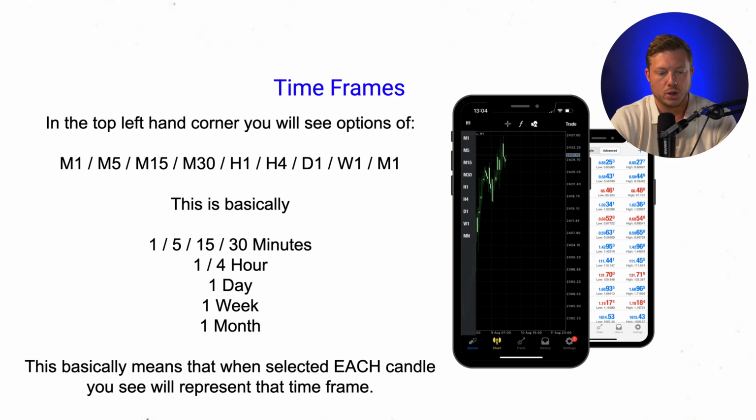In the top left-hand corner, you'll see options of M1, M5, M15, M30, H1, H4, D1, and so on. These simply mean 1, 5, 15, 30 minutes, 1 or 4 hours, 1 day, 1 week, 1 month. What that simply means is that each candle that is seen on here, which is these candles here, represents that time frame. So if this is selected as H1, which it is right now, each of these candles is 1 hour in time. If you change it to 1 day, it becomes a day. So this basically means that each candle that you see represents that time frame.